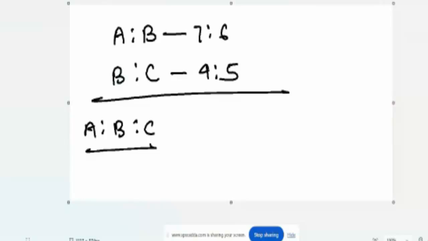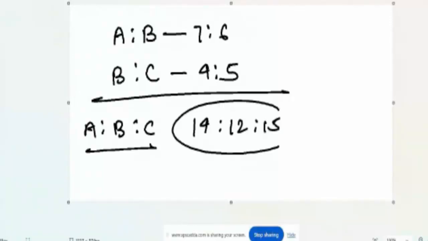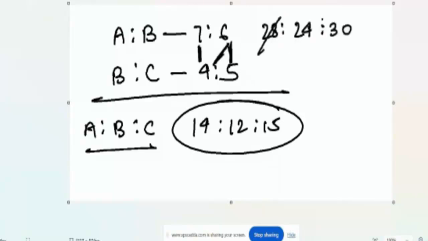Don't worry. 14 is to 12 is to 15. Please let me know, guys, is this the correct ratio? Yes, ma'am. Correct? Great. Let me solve. 7 4s are 28, 6 4s are 24, 6 5s are 30. Simplify, divide by 2, 14, 12 and 15.